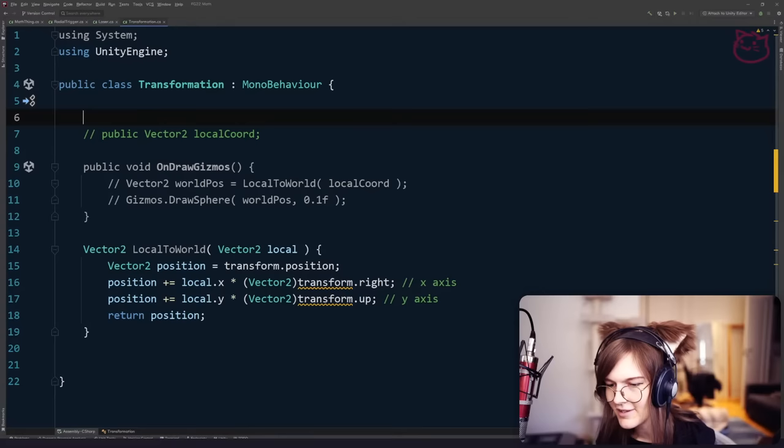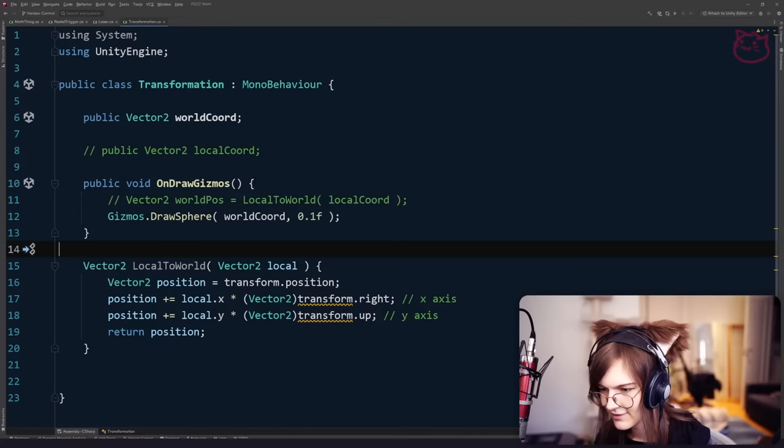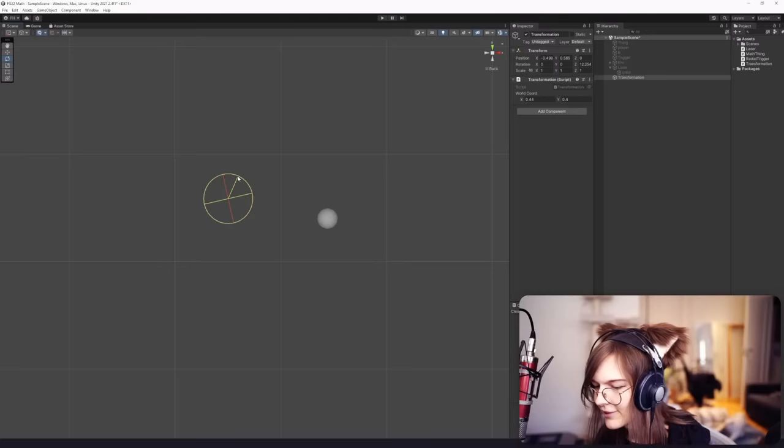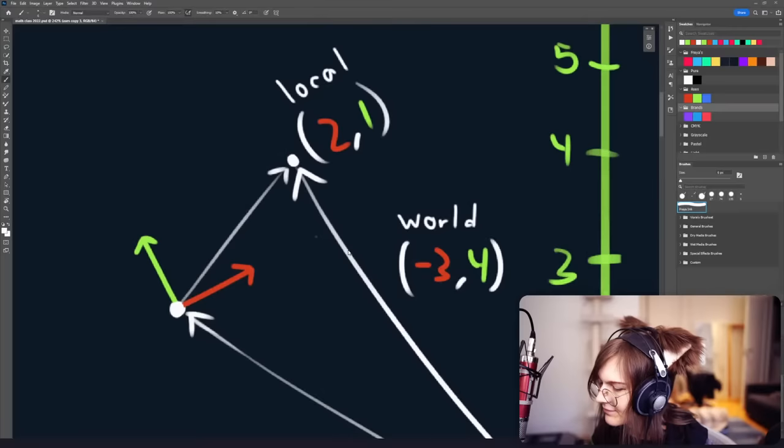Okay, so this time we're going to have a world space position. We can do a vector too, it's easier that way. And then we can debug it, draw it at the world coordinate, just to go back and make sure it works. Okay, so we have a world space coordinate now. We can move it along the x-axis and the y-axis. And now we need to figure out the local space coordinate of this point. That is going to be a little bit of a different process.